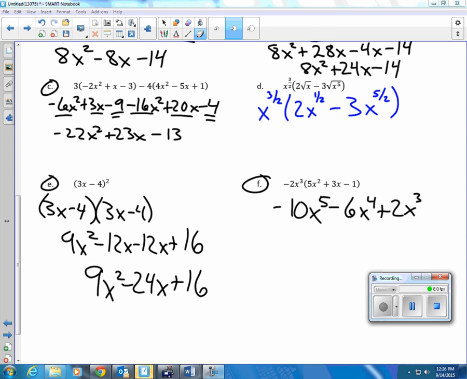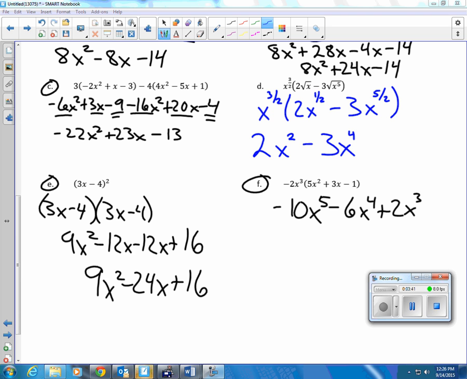And so I have fractions here. I'm going to add them together. Do I have common denominators? I do. This becomes 2x to the 4 halves, which is 2, minus 3x to the 8 halves, which is 4. Very good.